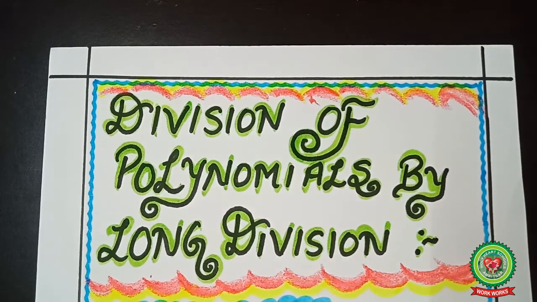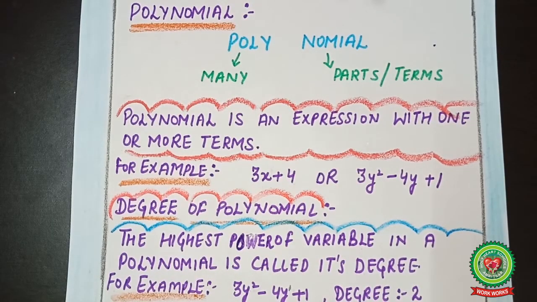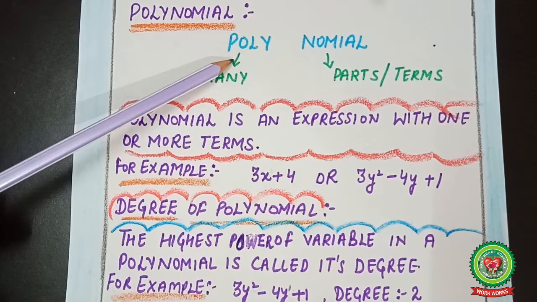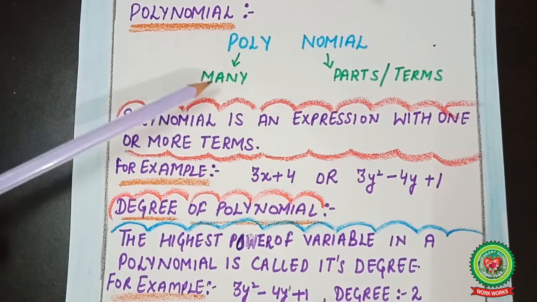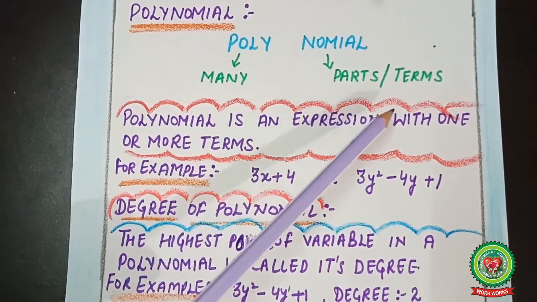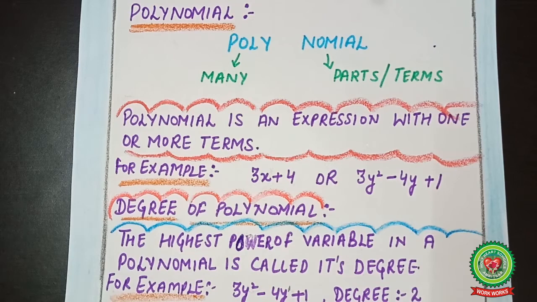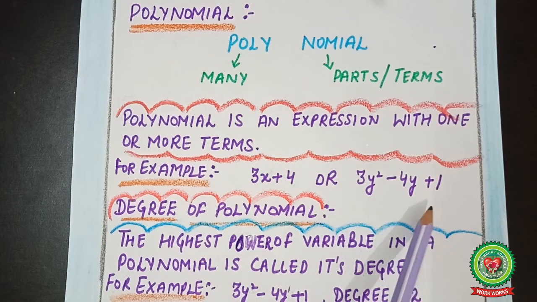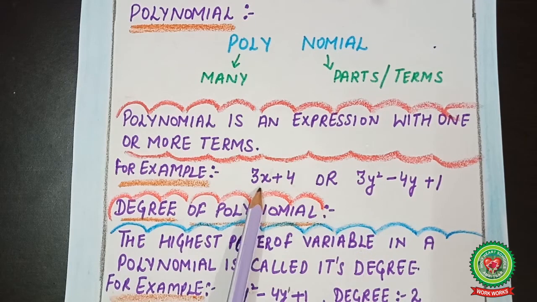So let's get started. But before starting our topic, students, we will quickly recall the polynomial. So what is a polynomial? Here you can see that I have divided this word polynomial into two parts, that is poly and nomial. So poly means many and nomial means many terms or parts, right? So polynomial means what? A polynomial is an expression with one or more terms, right? For example, 3x plus 4 or 3y square minus 4y plus 1. These are examples of polynomials, right? So it contains one or more than one term. That's why it is known as a polynomial.